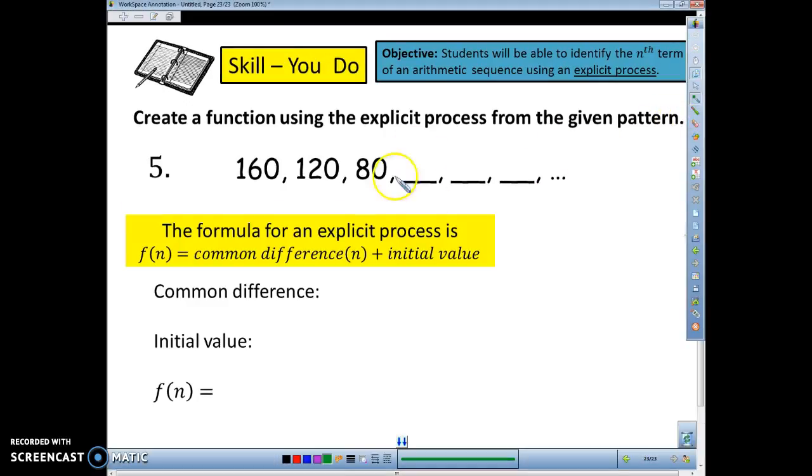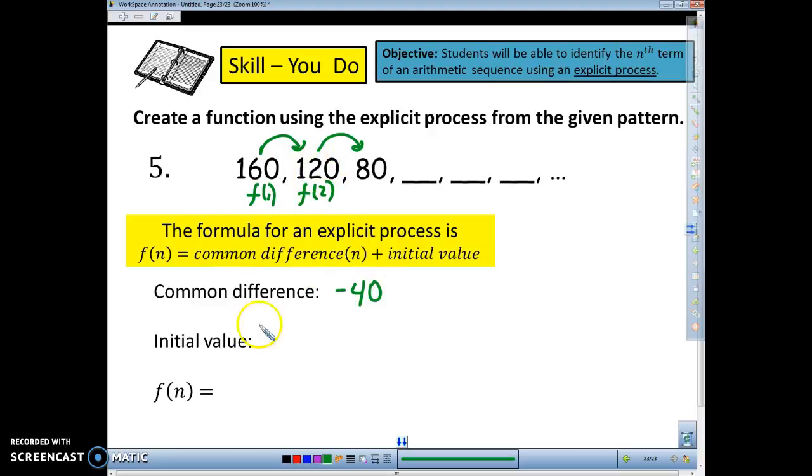Example 5. Here, again, this is f of 1. This is f of 2. So I need to identify the common difference. What's going on here in this pattern? And that common difference is negative 40. We're subtracting 40 every single time.